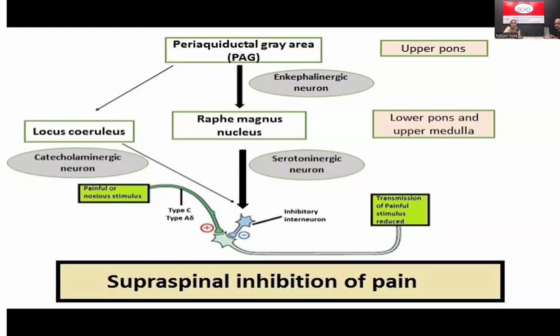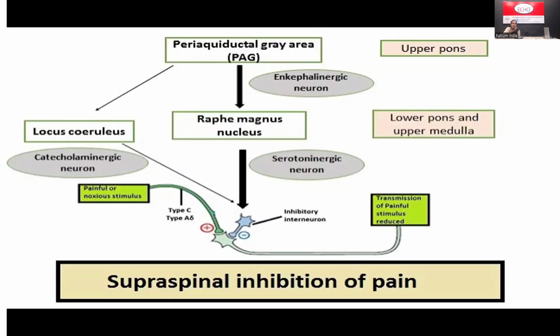Okay, this is a supraspinal inhibition of pain. So you can see the descending pain inhibiting system has the periaqueductal gray area, which has enkephalinergic neurons, and which, when activated, will release the opioid peptides. Okay, and this periaqueductal gray area also acts on the serotonergic neuron, which is present in the raphe magnus nucleus.